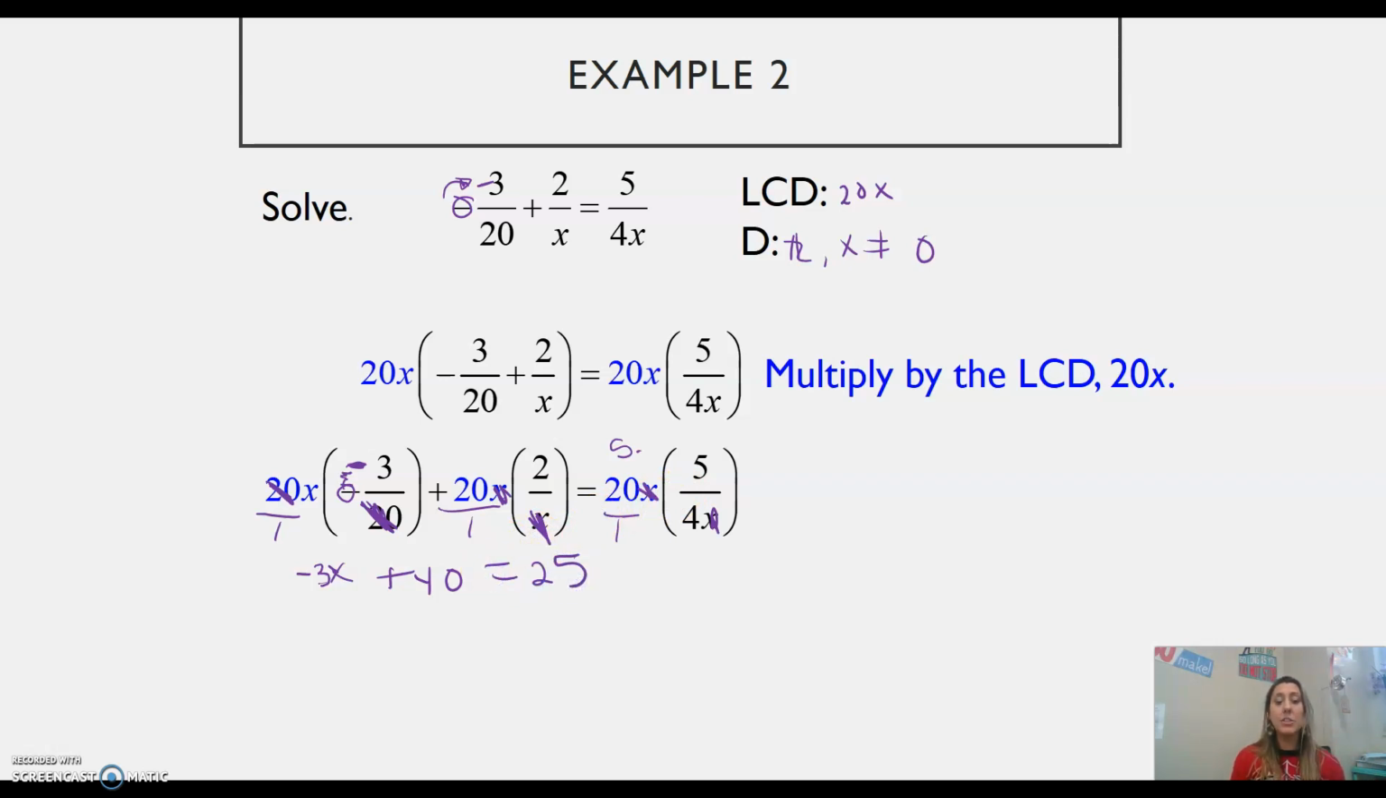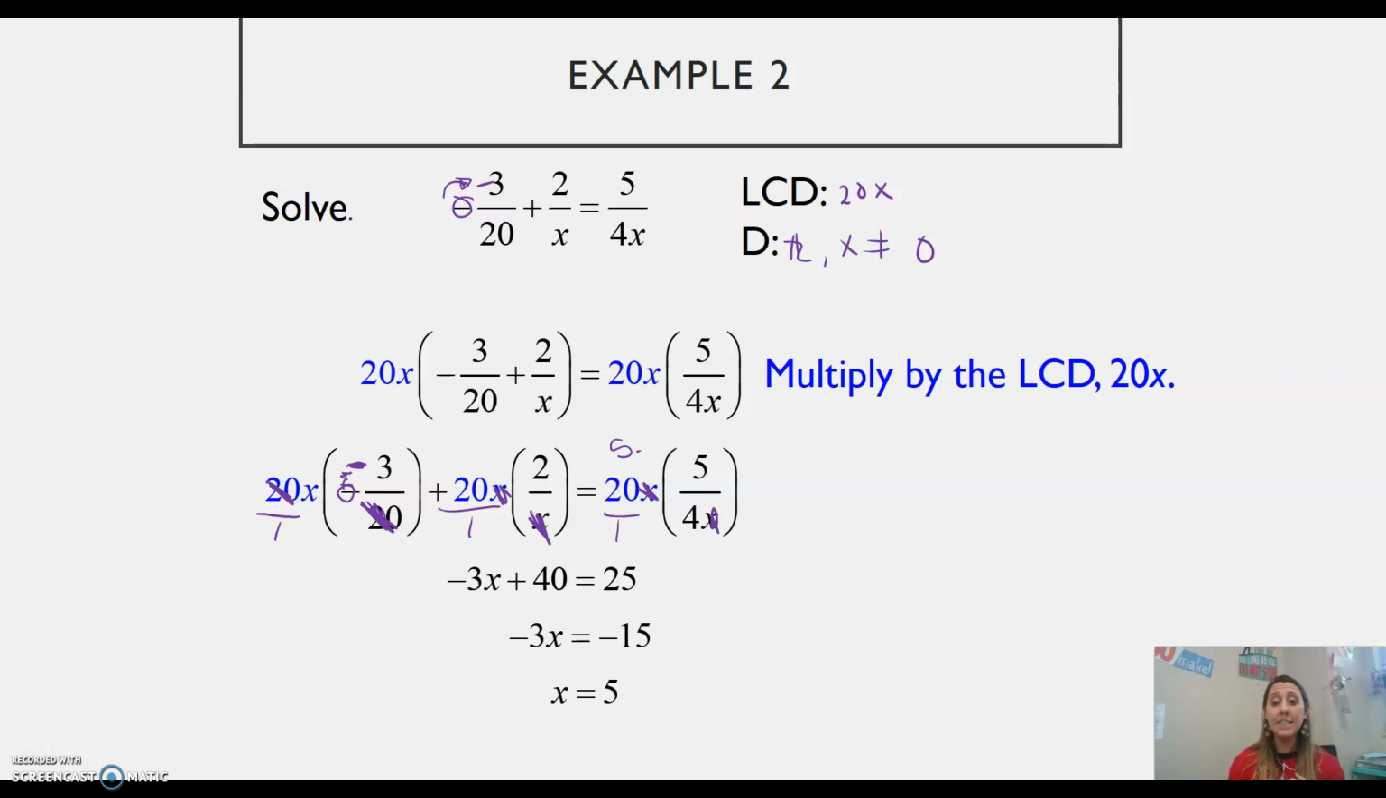Okay, so make sure that you understand what I did there. So now that I've gotten rid of everything in the denominator, all I have is negative 3x plus 40 equals 25x. Well, this is just a linear equation. I know how to solve that. I'm going to subtract 40 from both sides. I end up with negative 3x equals negative 15. Divide negative 3 by both sides. I end up with x equals 5.